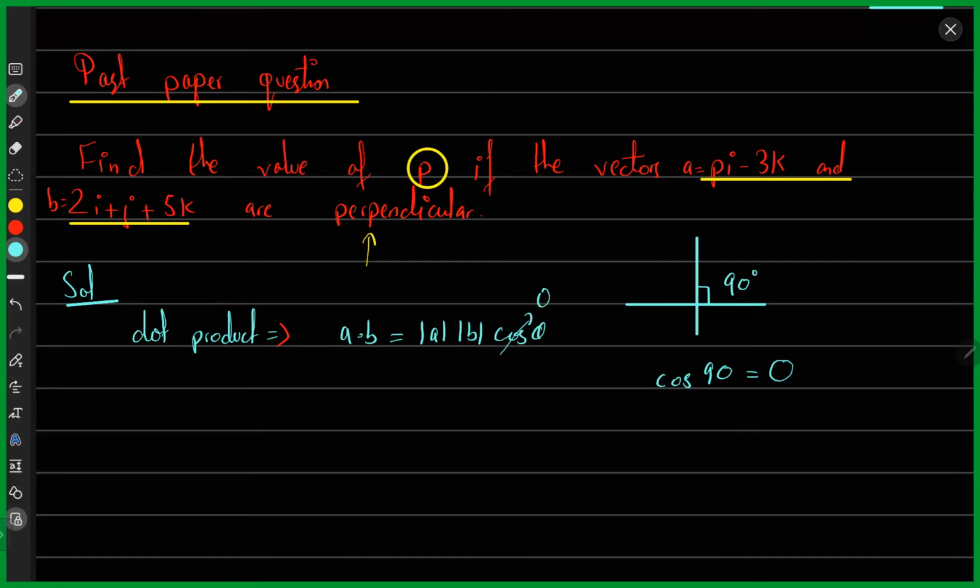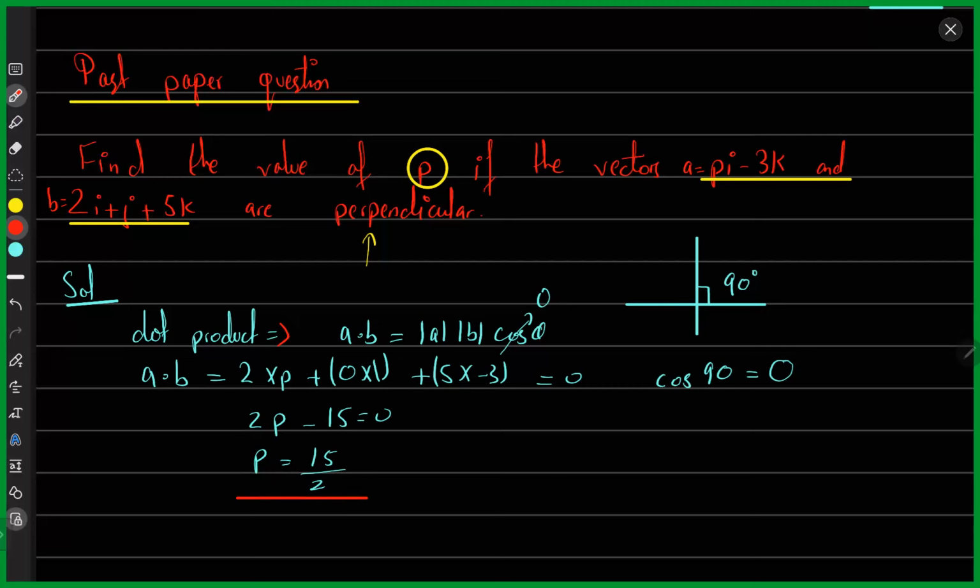And how do I find A dot B now? By multiplying x with x and y with y. So A dot B is equal to 2 multiplied by P plus 0 multiplied by 1 plus 5 multiplied by minus 3, and this is equal to 0. So this would give you 2p minus 15 equals 0, and this would give you p equals 15 divided by 2. So this is going to be the answer.